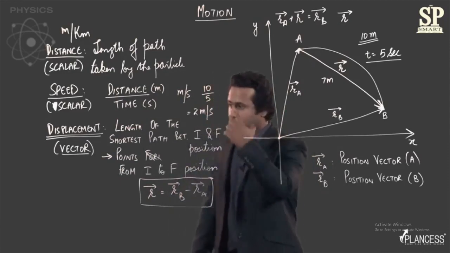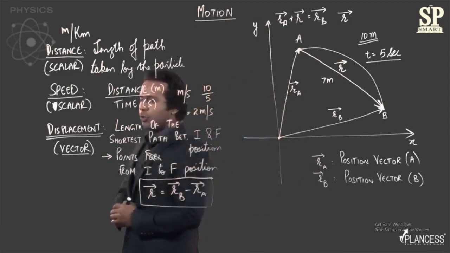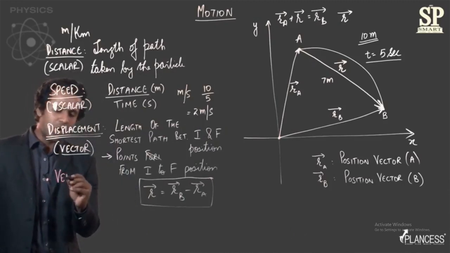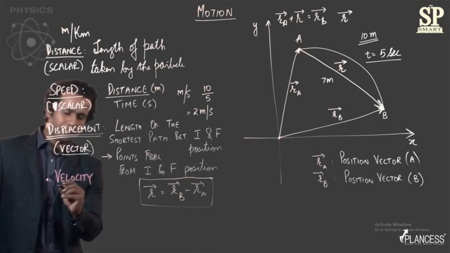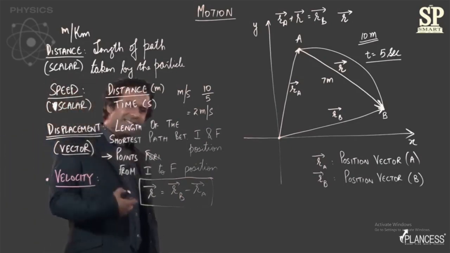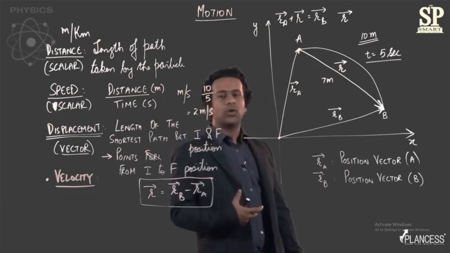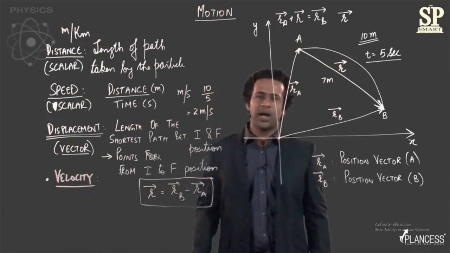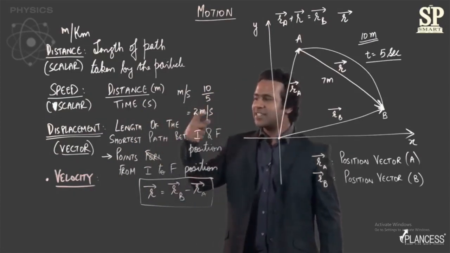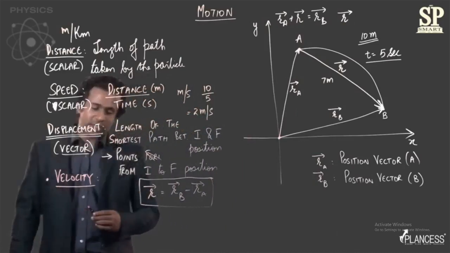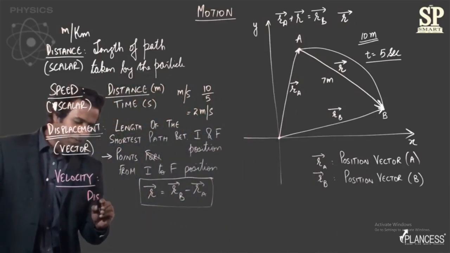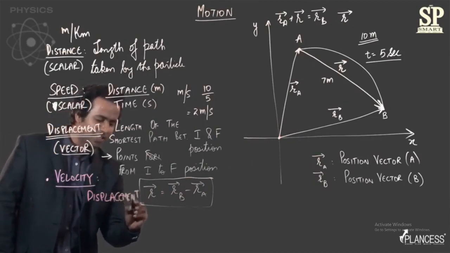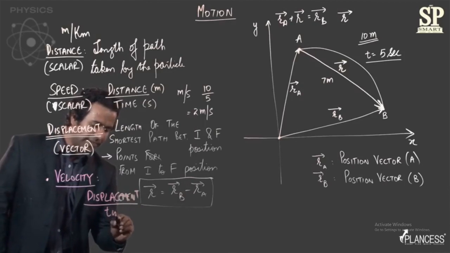Right. Now moving on, we come to the fourth parameter which is used to describe motion, and it is velocity. Now, just as displacement is a vector counterpart for distance, velocity is the vector counterpart for speed. As we describe speed as distance by time, similarly, velocity is defined as displacement divided by time.